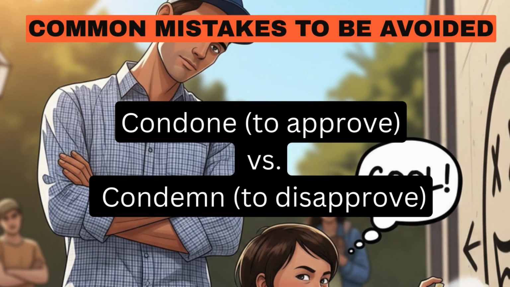Now in this section, let's clear up a huge point of confusion, that is the difference between condone and condemn. Condone, on one hand, is about quietly approving or overlooking. Think of it this way. To condone is to say, go ahead, do it. While condemn, on the other hand, is the exact opposite. To condemn something is to publicly and strongly disapprove of it. Think of a judge condemning a criminal. They sound similar, but their meanings are poles apart. So don't mix them up.